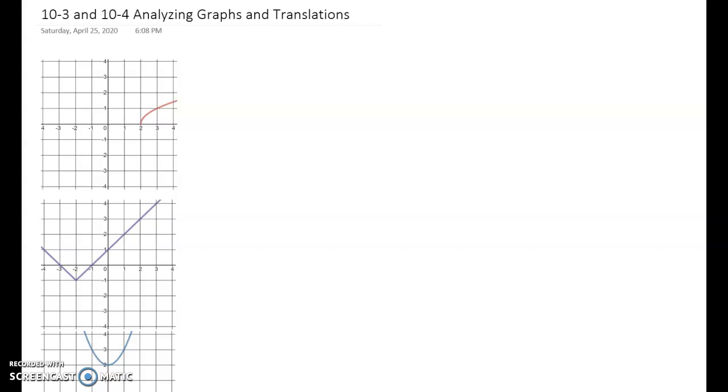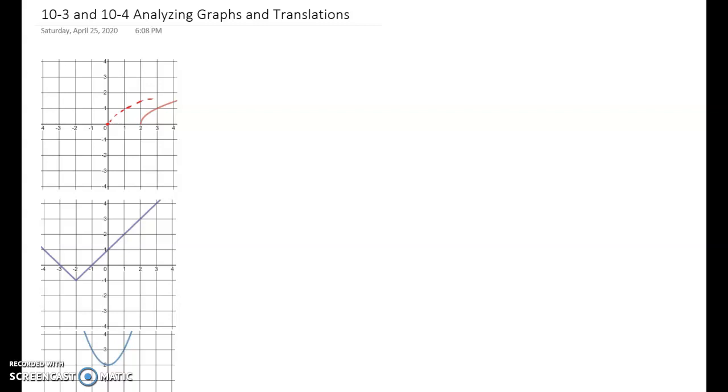So section 10.3 is all about analyzing graphs and what you can get out of a graph. And section 10.4 is about translations. So we're going to review those two topics right now. I'm going to look at this first graph. This first graph looks like a square root function, except that I know that the square root function always starts at 0, 0. So it's the square root function, but it has been translated. So it's like the square root function with a translation.